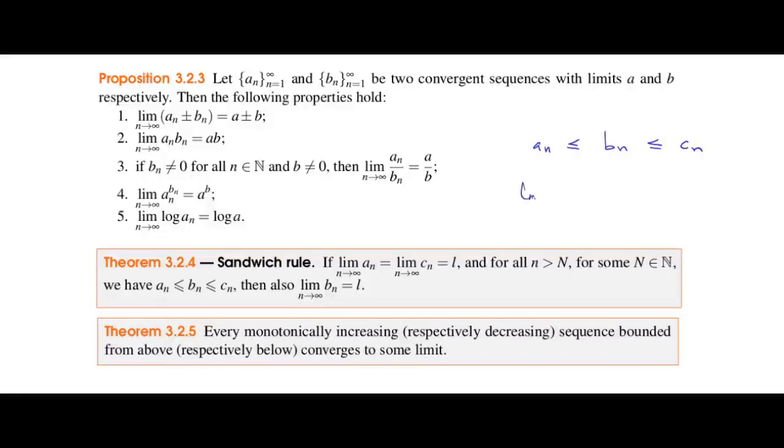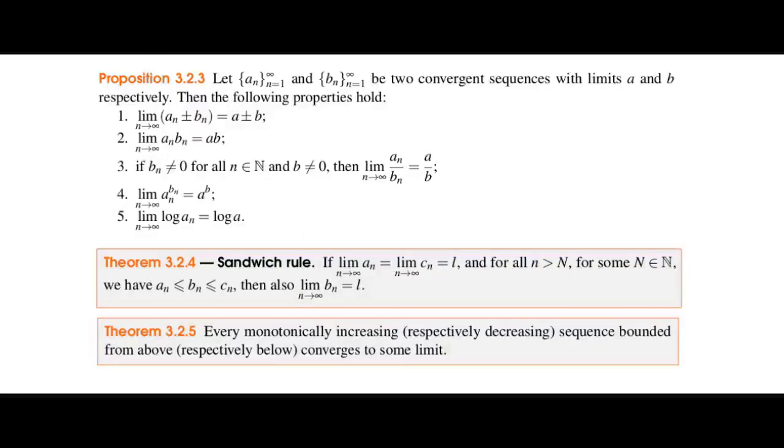If you think about it, if we take limits of a sub n, b sub n, and c sub n, then this is L, and this is also L. So the limit of b sub n is between the same number. It's smaller or equal than L and greater or equal than L, so that means that this is L as well. So remember that one, the sandwich rule.